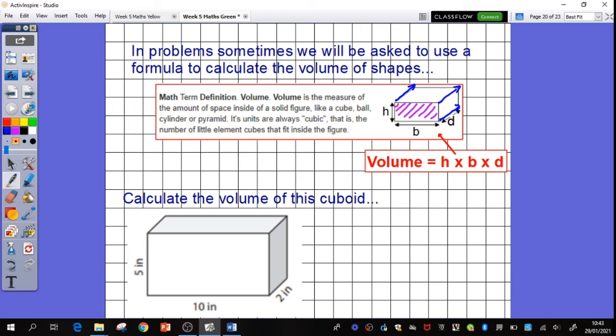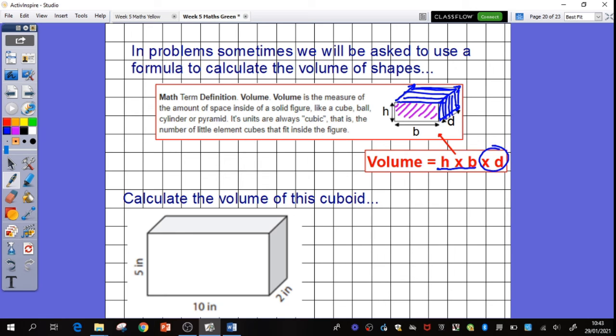So the formula to find volume is its height times its base, which would get me that purple shaded rectangle, and then I'm going to multiply it by its depth, and that will show me this rectangle all going back this way.